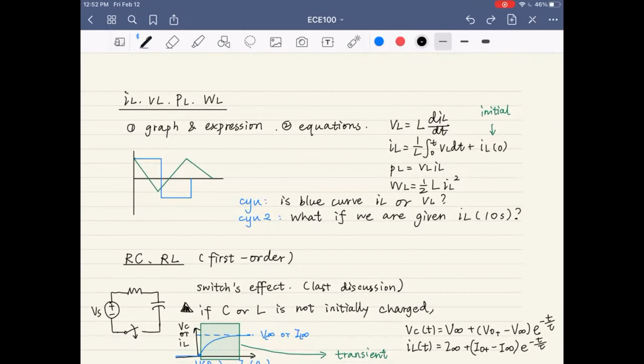So, similar check your understanding question too. Is the blue curve, which is a square wave here, IL or VL? VL. Yes, you're right. Because IL has to be continuous.